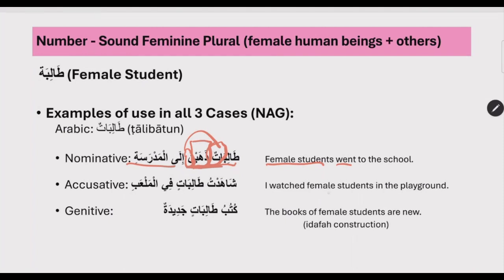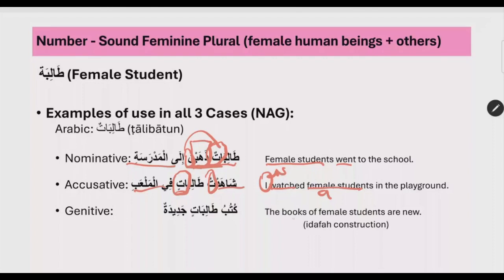Now, if you look at the second example, I watched shahadtu. Shahada is the verb to watch. Tu is I, right? So here's the nominative, the person doing it, and then female students is the accusative. So therefore, here you have accusative. So here you have also accusative atun, atin coming in, right? So atin is the accusative form of that particular plural, and then in the stadium or in the playground.